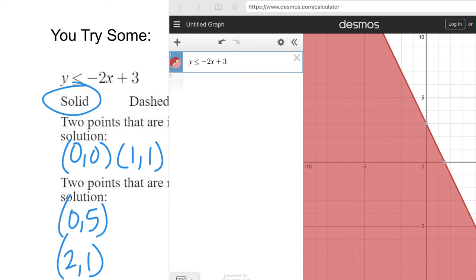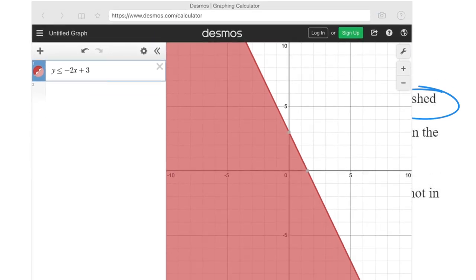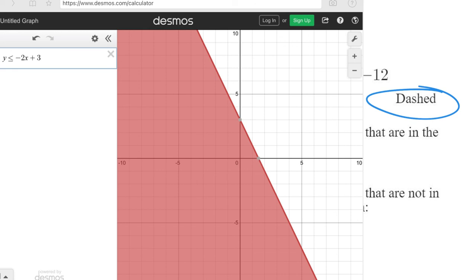All right, and then on the other side, I like how it lets me move this time. 2y plus x is greater than negative 12. All right, so this has a dashed line, which means I don't want to pick points on the line for my solution. Only things in the shaded. So 0, 0 is in the shaded. 1, 1 is in the shaded. I'm just going to go with both of those because they're real simple.